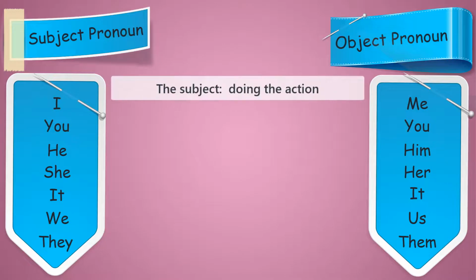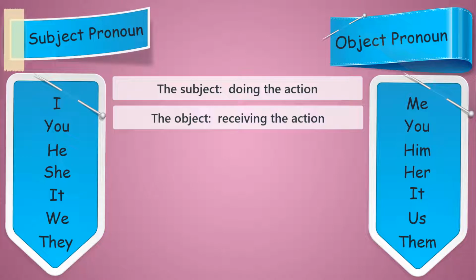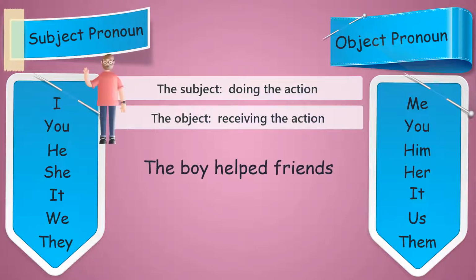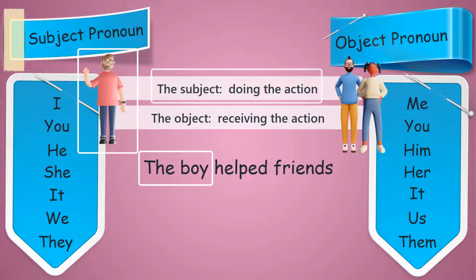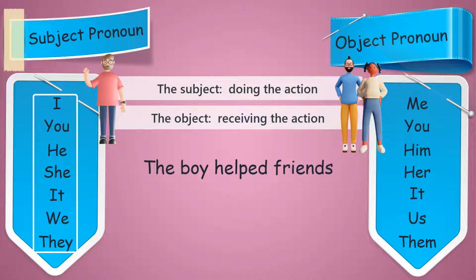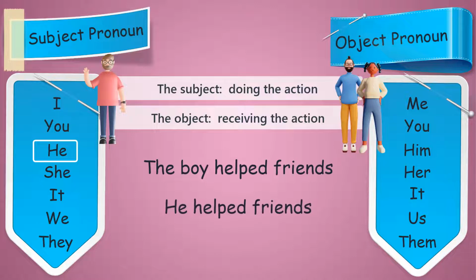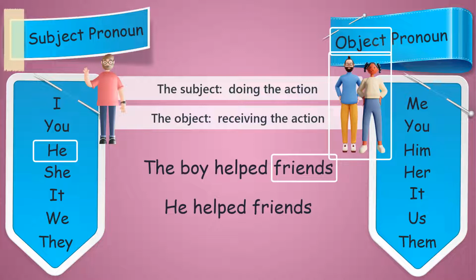The subject will be the one doing the action the verb describes. The object is a noun or pronoun receiving the action. Consider the sentence, "The boy helped friends." In this sentence, the boy is performing the action, which means that the boy is the subject. If you want to use a pronoun to replace this subject, choose the best subject pronoun for this sentence. He helped friends. The object of this sentence is friends, as it's receiving the action of helping.